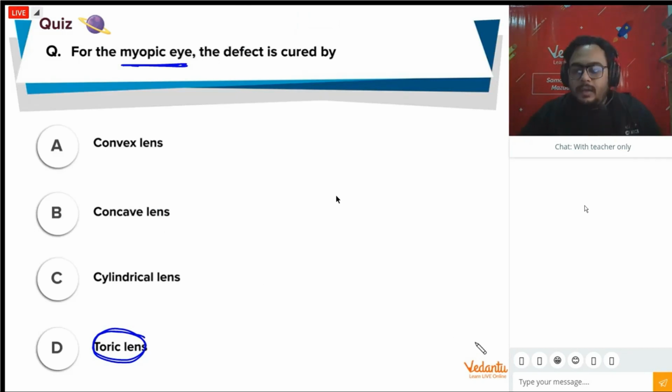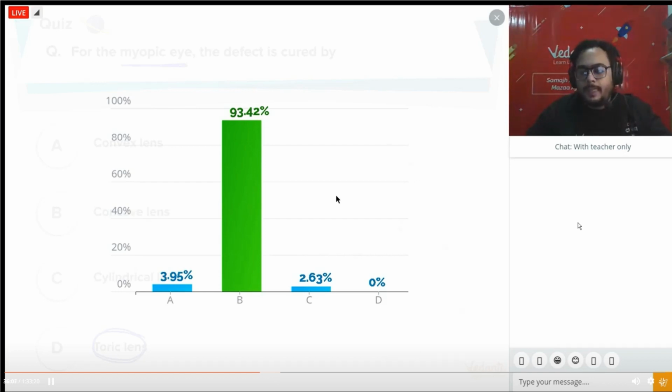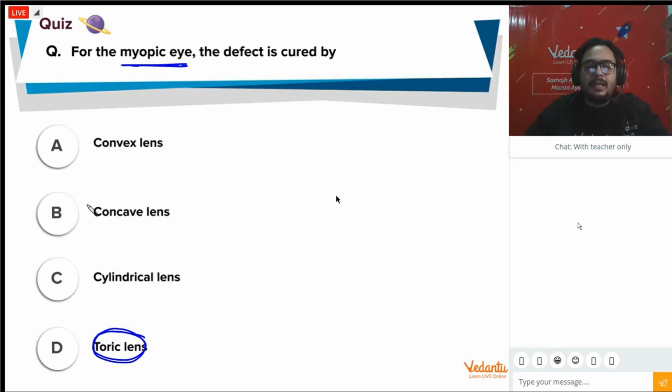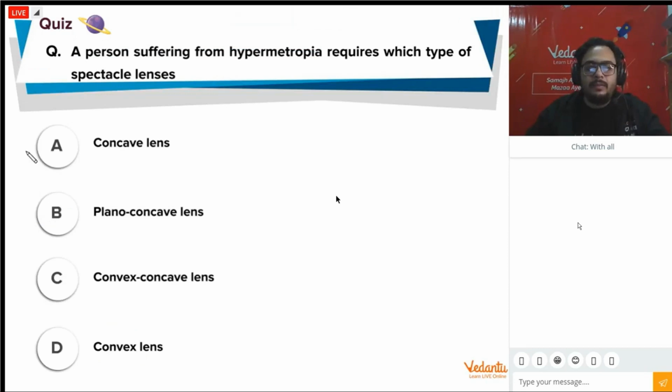So the question is in front of you, everyone. Start marking your answer. Myopia, which lens? We are 93% correct. Very, very good. So obviously the answer is a concave lens that we use for myopia or short-sightedness. Any problem in this? Tell me quickly. If the next one is greater than 70%, we will do the astronaut effect.